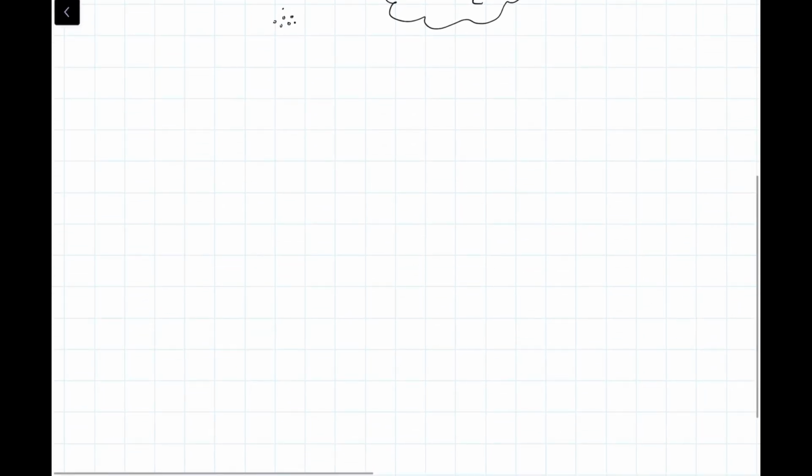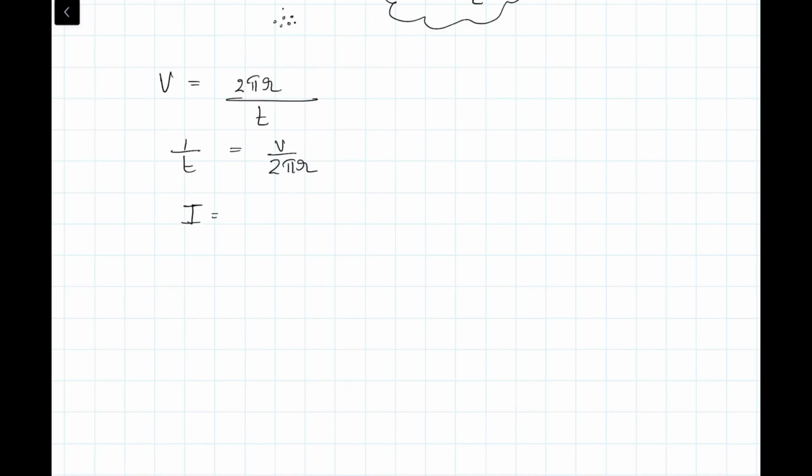We also know that the velocity of an electron around the nucleus is equal to the distance traveled by the electron, which is 2 pi r, the circumference of a circle, as we are taking it as a circular orbit, divided by time. So 1 by time you will get as V by 2 pi r from this equation. Substituting in the previous equation for the current, I equal to Q by T, so Q into 1 by T, which is equal to Q into V by 2 pi r. So now we got the current due to one electron, which is Q into V by 2 pi r, which you can also rewrite as E into V by 2 pi r because the charge is that of an electron.